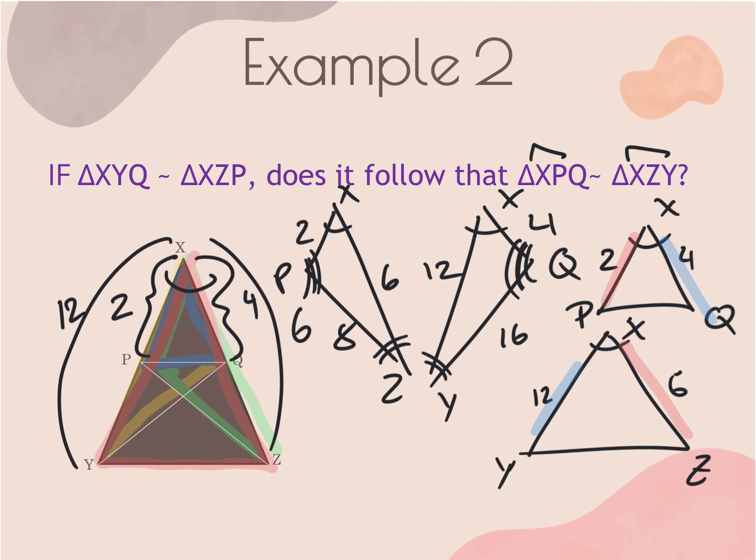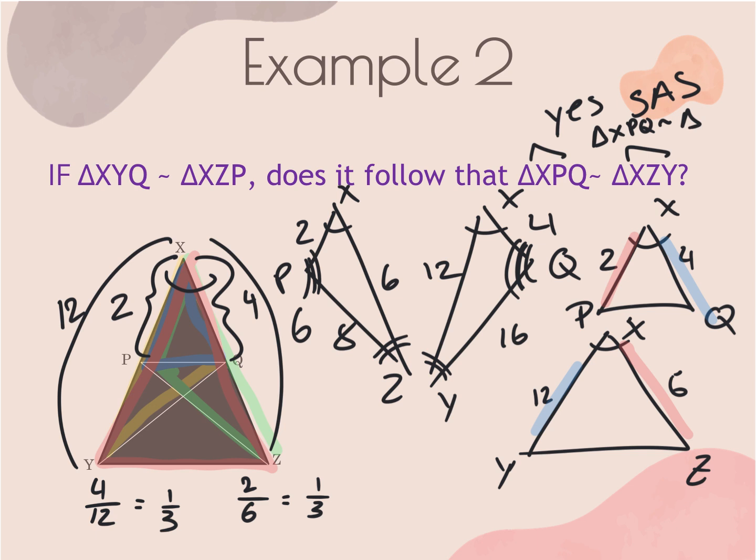Now when I do that, I find the scale factor. So if I do 4 over 12, I'm going to get 1/3. And if I do 2 over 6, I'm still going to get 1/3. Now, because it is the same scale factor, and we have the included angle, I can say that these two triangles are similar by side angle side similarity. So XPQ is similar to XZY.